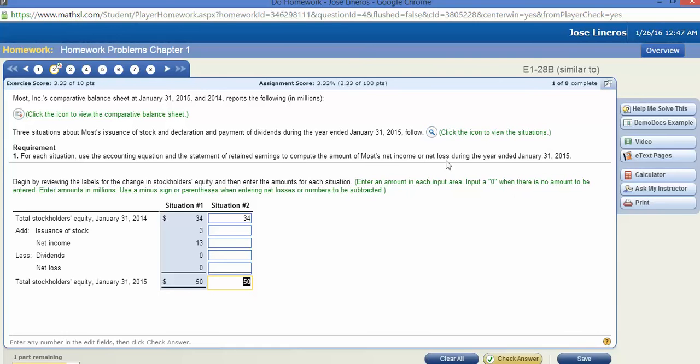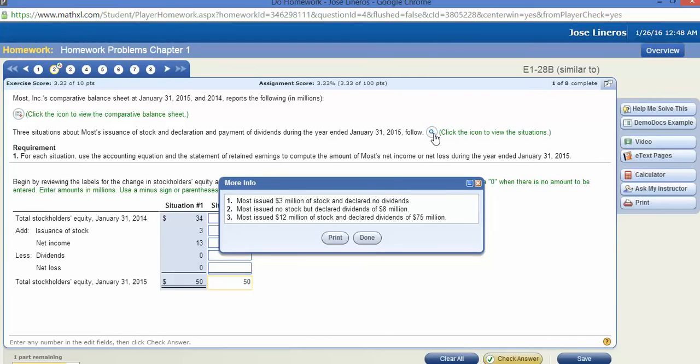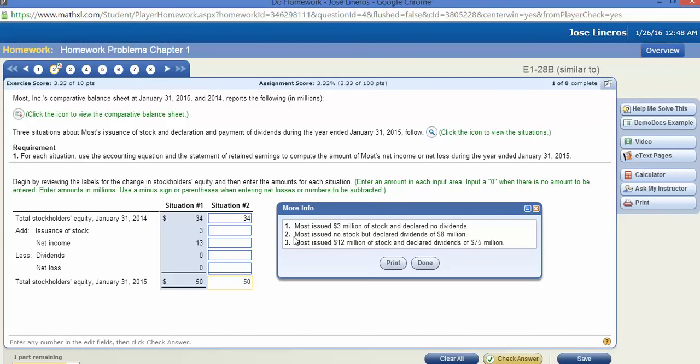Now we're going to try to fill in the middle. And this is where you get into the situations, where it says click the icon to view the situations. Be sure when you're doing this that you are able to select the right one. This is situation 1, 2, and 3. So we would want to be working with situation 2.